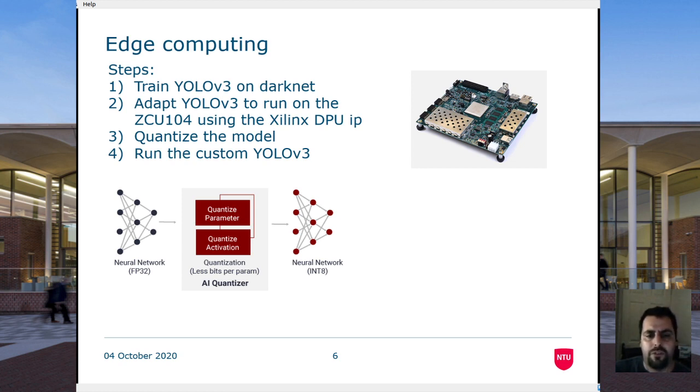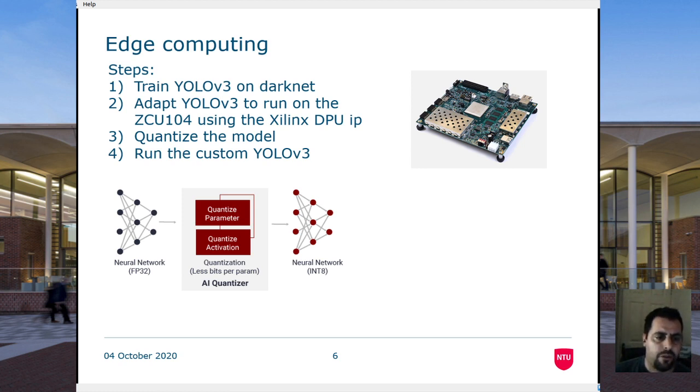For this work, we focus on the processor system and on the field-programmable gate array. So the initial step is to train YOLO v3 on Darknet using a regular workstation with a GPU, and using the Darknet framework provided by Redmon. Then adapt YOLO v3 to run on the ZCU104 using the Xilinx DPU IP, and for this we use the Xilinx Vitis AI tools.